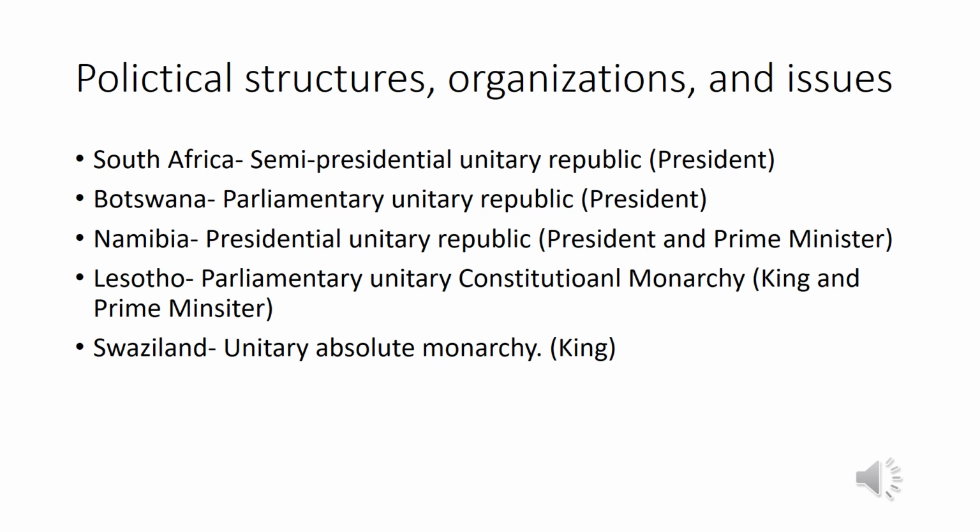Political structures, organizations, and issues. Now, their political structure is different than ours, with South Africa having a semi-presidential unitary republic where they still have a president. Botswana has a parliamentary unitarian republic with a president. Now, Namibia has a presidential unitary republic where they have a president and a prime minister.